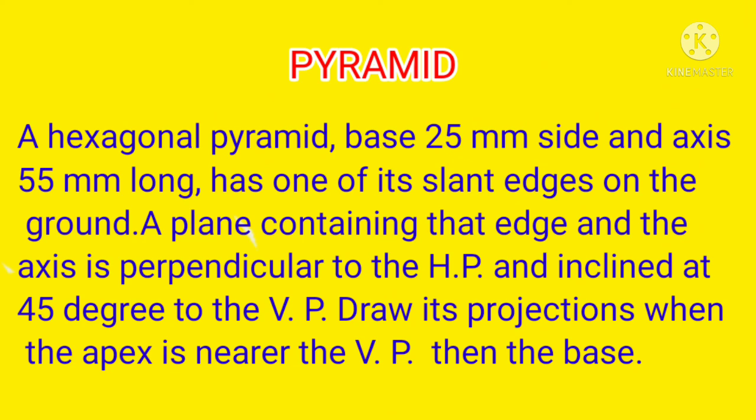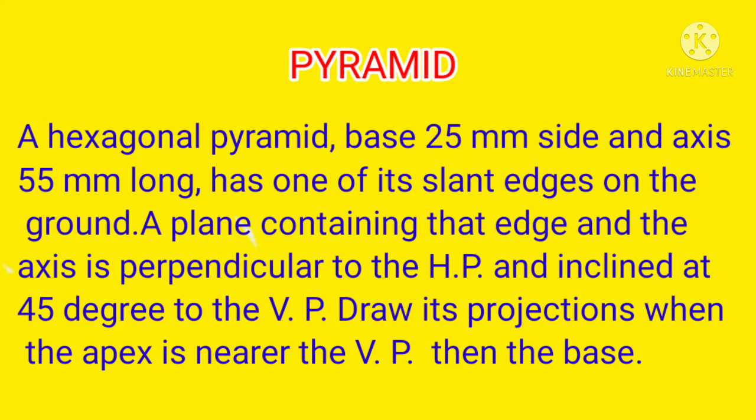Now let's do the problem of pyramid. A hexagonal pyramid, base 25 mm side and axis 55 mm long, has one of its slant edges on the ground. A plane containing that edge and the axis is perpendicular to the horizontal plane and inclined at 45 degree to the vertical plane. Draw its projections when the apex is nearer the vertical plane than the base.